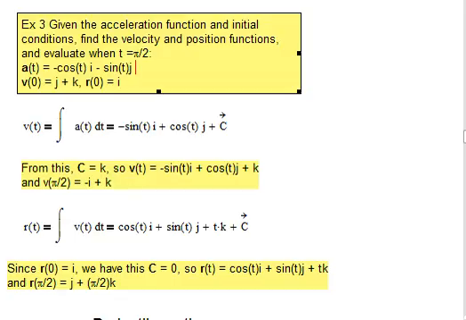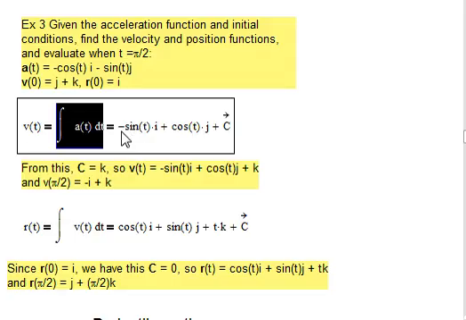Nothing wrong with behavior. So, first of all, if we're given the acceleration vector as negative cosine t i plus sine t j, we integrate that and get negative sine t i plus cosine t j plus some arbitrary constant vector that we must leave unnamed.